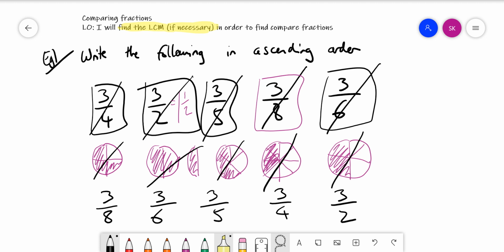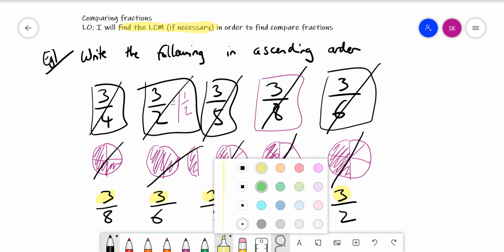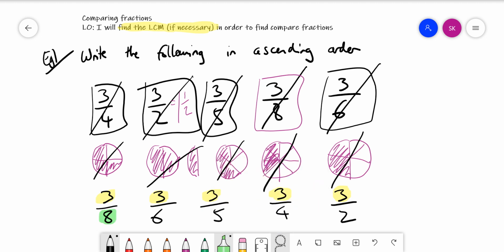I'll say that once more. You may need to rewind it to really understand what I've said. When the numerators are the same, the bigger the denominator, the smaller the overall value of the fraction. So when the numerators are the same, again, we don't need to really do any maths. We don't need to do any calculations, at least, in order to say which is bigger or smaller. The bigger the denominator, the smaller the overall value of the fraction.